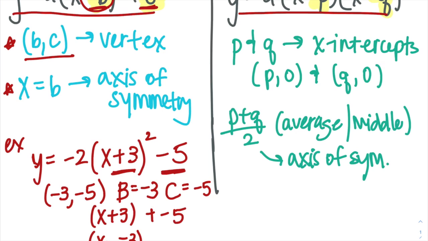Then the last thing is your axis of symmetry is x equals b, because remember the axis of symmetry goes through the vertex. So x equals negative 3. From looking at the equation, we can already identify two of the pieces without having to really do much math. So we'll do 3 examples on that.